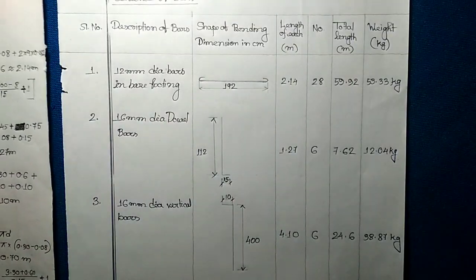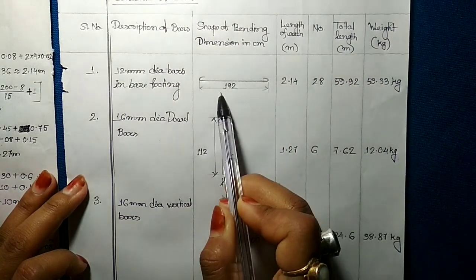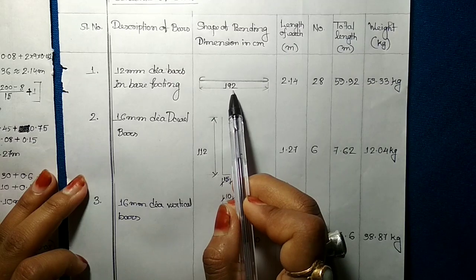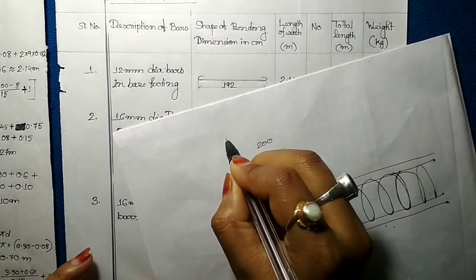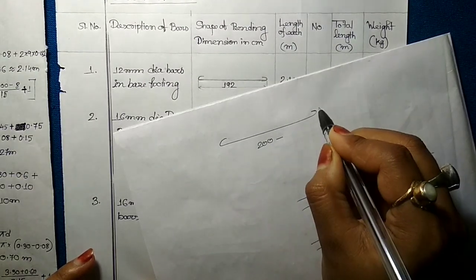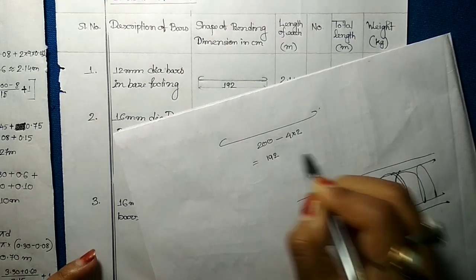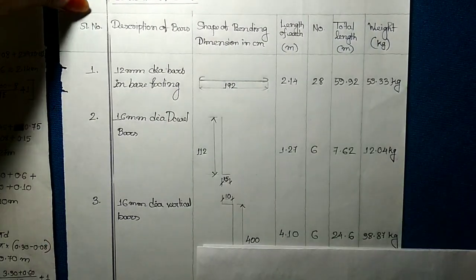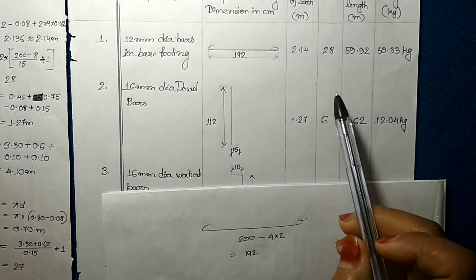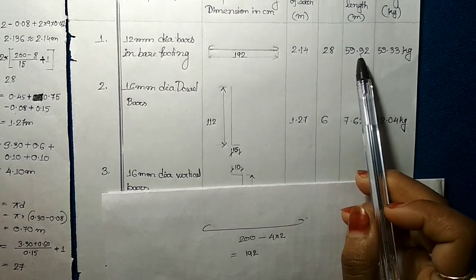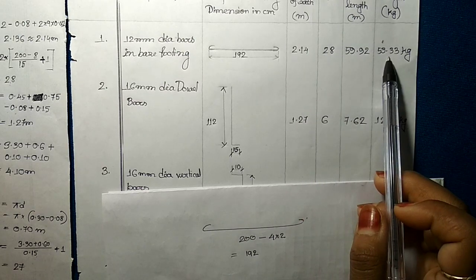So first one in the base footing and the shape will be like this. Why 198? Because it was of 200, but clear cover minus 4 in both ways, so 192. Length you have already calculated as 2.14. Number also, to find the total length you need to multiply number and length, and weight you know.